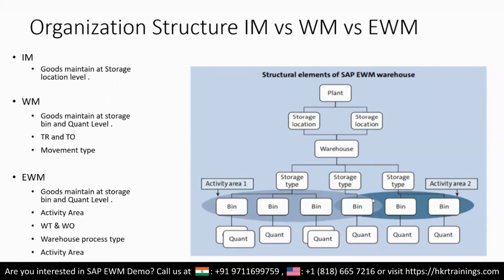Or there could be a case that I have 100 bins, and those 100 bins can be used for the put away, those 100 bins can be used for the picking, and those 100 bins can be used for the inventory counting. So one bin can be assigned to different activities. This bin is common for the put away, and this bin can be common for the picking. So where I'm storing the material, from the same bin I'm picking the material, and the same bin can be used for the physical counting, means inventory counting, also.